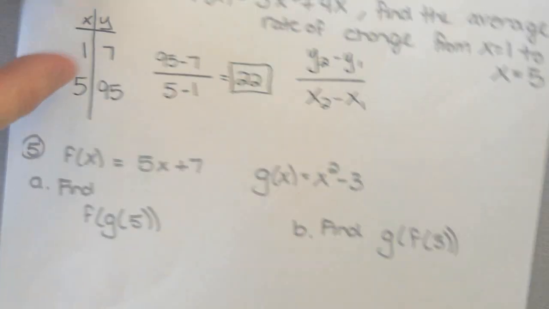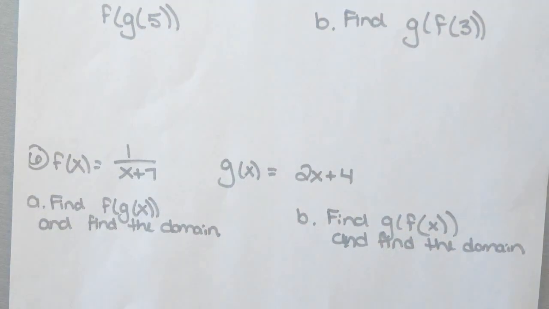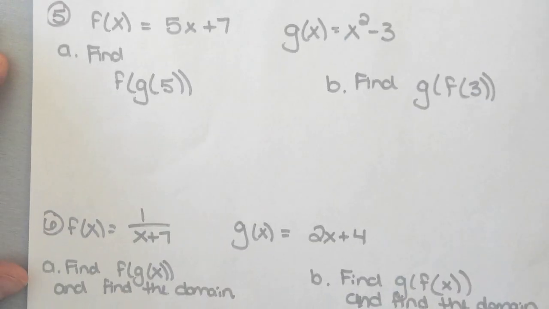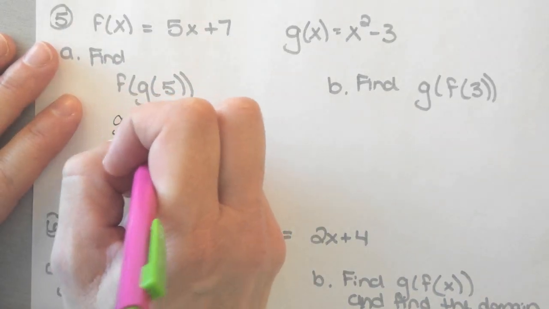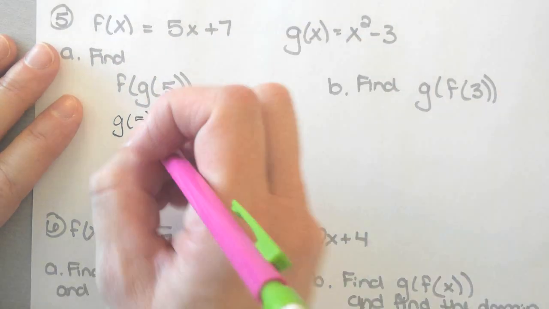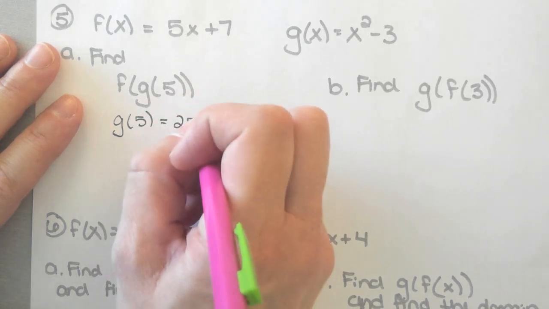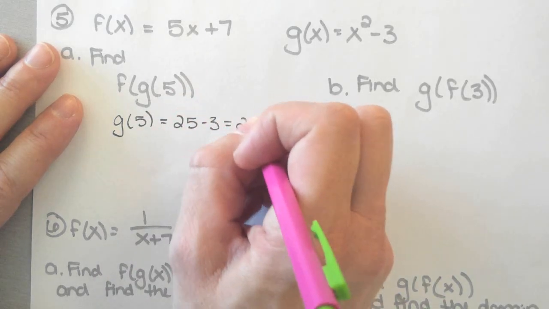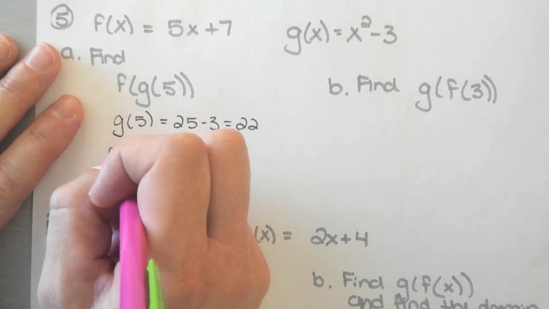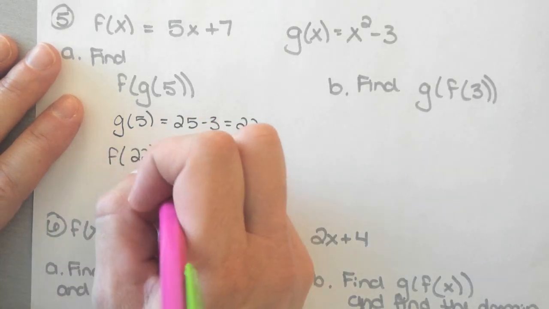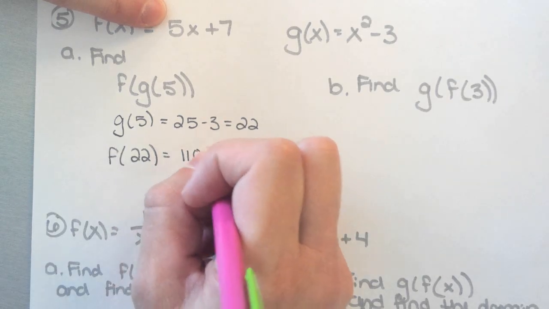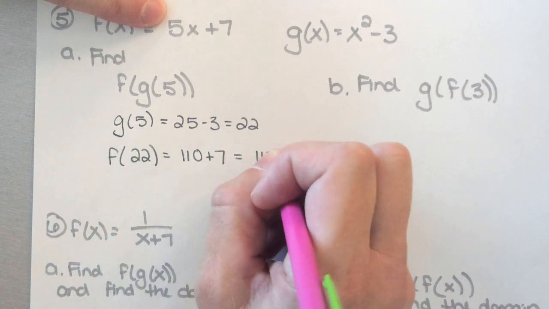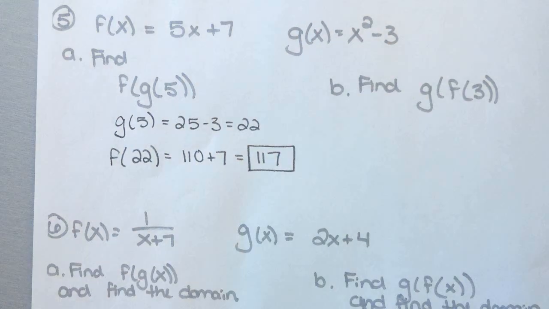For number 5, you're going to want to plug in g at 5 first. Remember, we work our way out of the parentheses. So I'm going to start with g at 5. That would give me 5 squared, which is 25 minus 3, so that gives me 22. And then I'm going to find f at 22. If I plug that in, it gives me 110 plus 7. So my final answer would be 117.